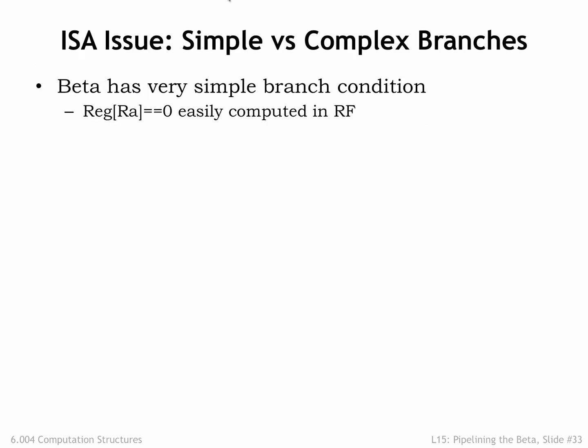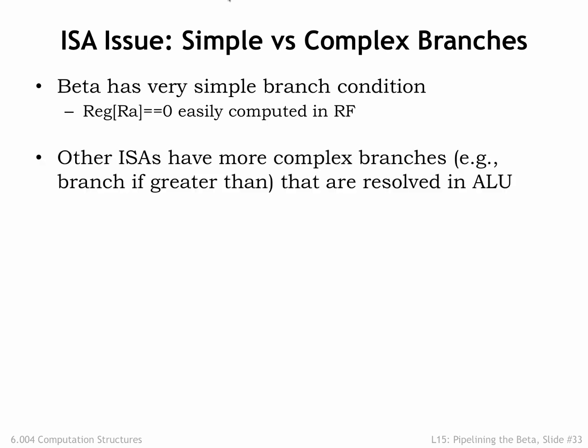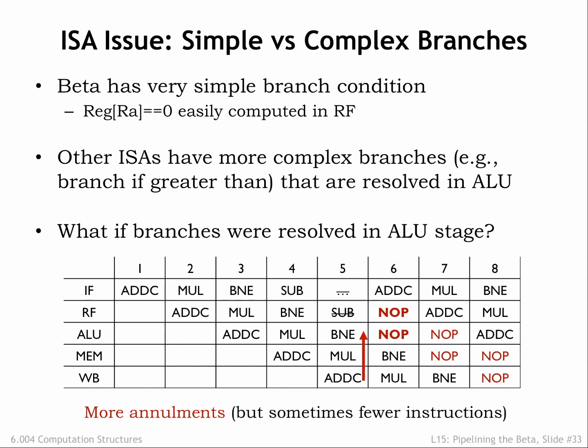The branch instructions in the beta ISA make their branch decision in the RF stage, since they only need the value in register RA. But suppose the ISA had a branch where the branch decision was made in the ALU stage. When the branch decision is made in the ALU stage, we need to introduce two no-ops into the pipeline, replacing the now unwanted instructions in the RF and IF stages. This would increase the effective CPI even further. But the trade-off is that the more complex branches may reduce the number of instructions in the program. If we annul instructions in all the earlier pipeline stages, this is called flushing the pipeline.